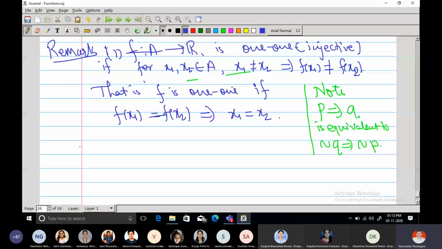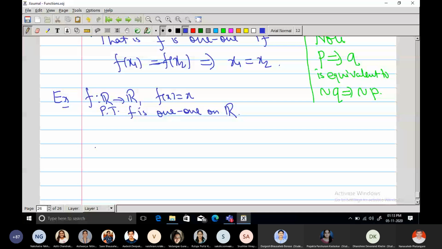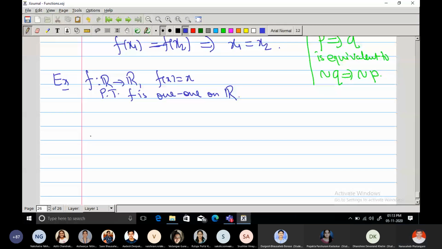If I define f from R to R, f(x) is equal to x, how will you prove that it is 1-1? Prove that f is 1-1 on R, right, everywhere on R. If you look at the graph of f(x) equal to x, it is a straight line, so clearly it is 1-1. So why is it 1-1?